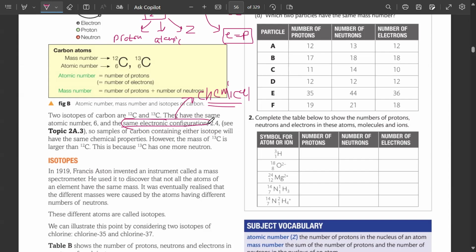Electrons, bonding. Yeah. And if isotopes have the same electrons, they are all going to bond in the same way. Hence, they have the same chemical properties. But their physical properties are different because they have different mass.